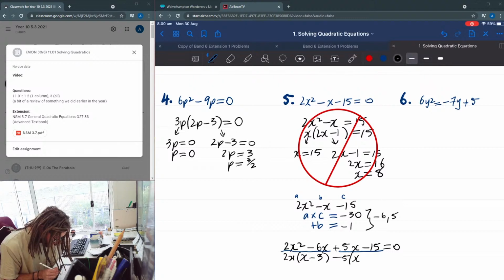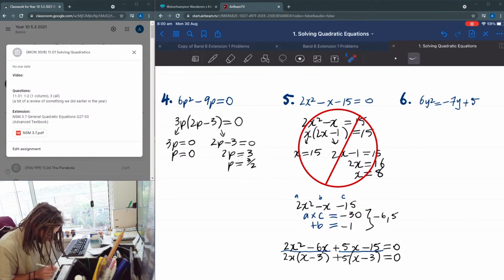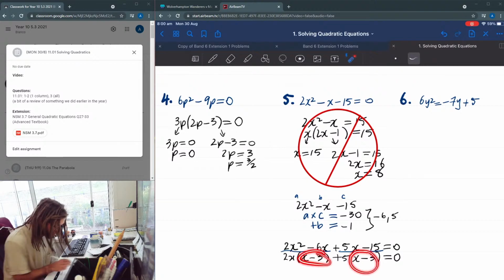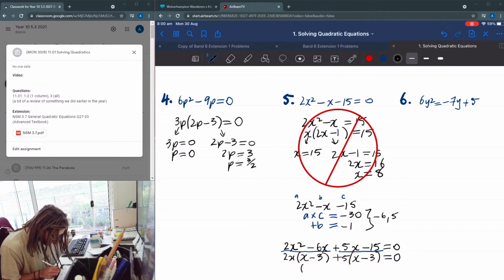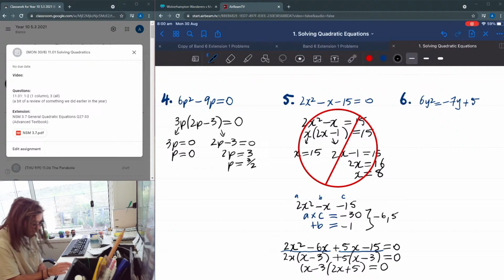That's going to be a plus, isn't it? Oh, okay, I'll make a plus 5, minus 3. Okay, and then what you do is you group. I've got a common factor of x minus 3, so I pull that out. x minus 3, everything that's left, 2x plus 5 equals 0. And then I've got my quadratic equation that is factorized.